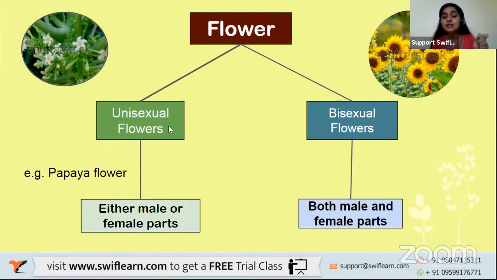So in a unisexual flower, there is a male part or a female part. But on the other hand, in a bisexual flower, there are both; both are present in the same flower. Suppose there is a female part as well as a male part, for example, in a sunflower. Both parts are present there.